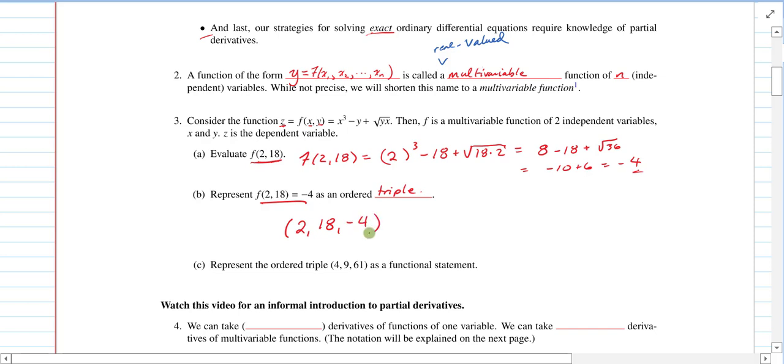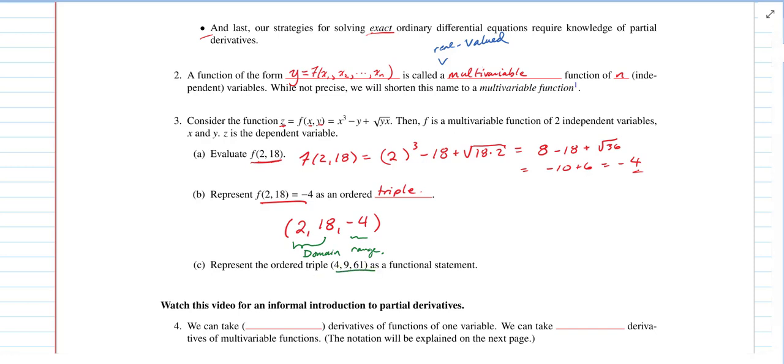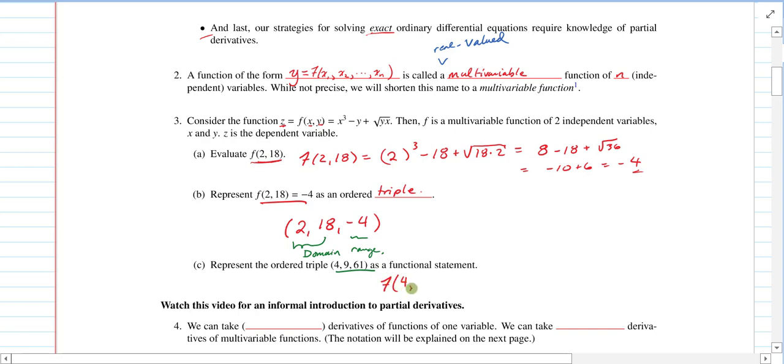where this is conveying the same information that an ordered pair does with real-valued functions of one variable. The difference here is that it's understood from context that the first two entries in this ordered triplet have to do with the domain, and the third is the corresponding range value. Here I'd like you to represent an ordered triplet as a functional statement. If we wanted to represent that as a functional statement, what we're saying is if we were to take the ordered pair 4, 9 and input that point into this multivariable function, it will output the range value 61.